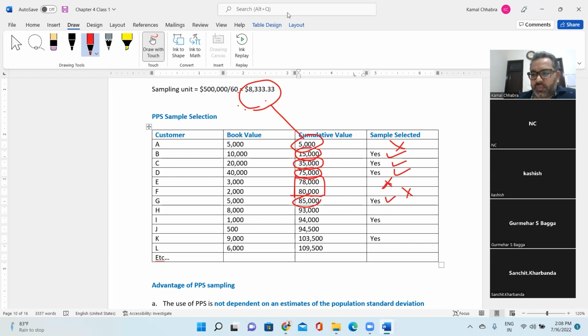Make sense, Nimisha? Okay, thank you. Okay. Correct. Everyone? Sanchit, Gurmehar, Kashish. Yes, sir. Clear. Yes, sir.